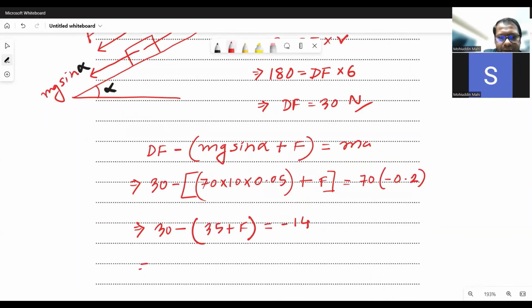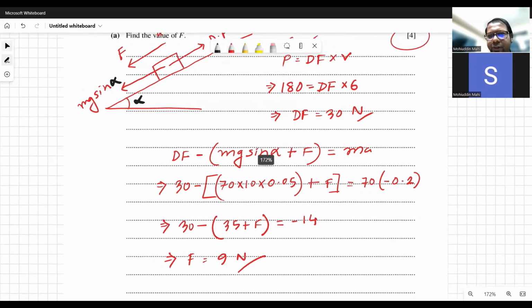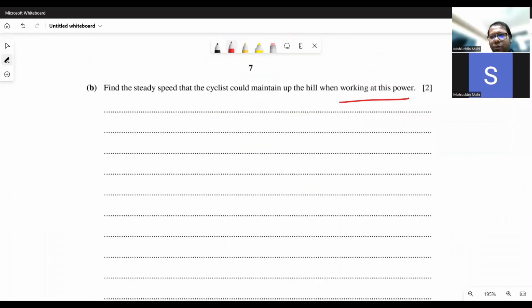Now from here, make F the subject. If you do the calculation, the value of F is going to be 9 Newton. So that's the resistive force. So I think you have understood. It's not that difficult. Now in question B, find the steady speed that the cyclist could maintain up the hill when working at this power.